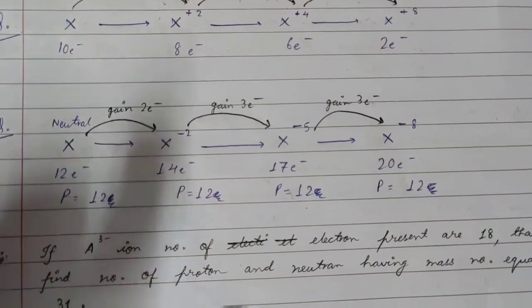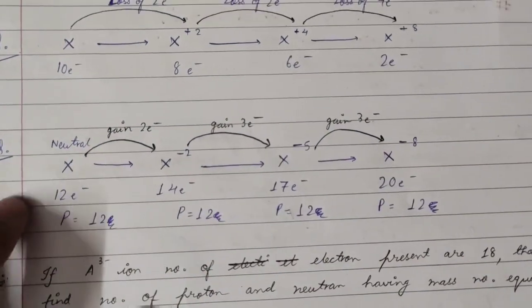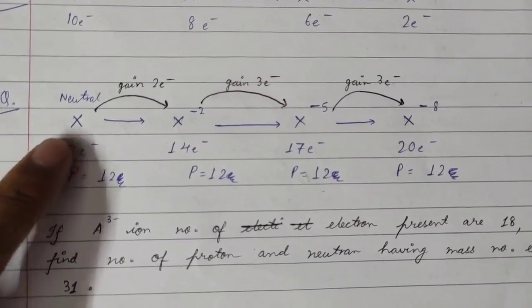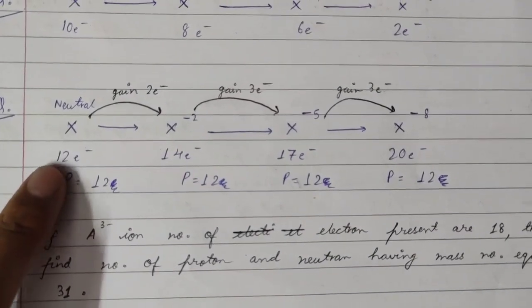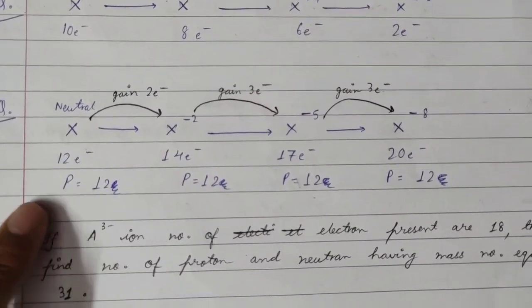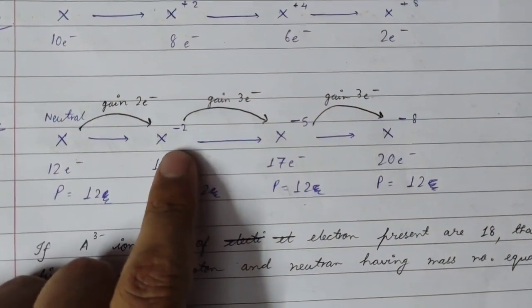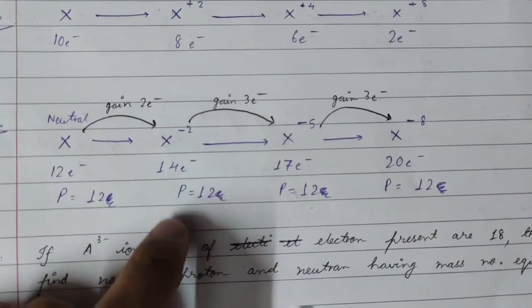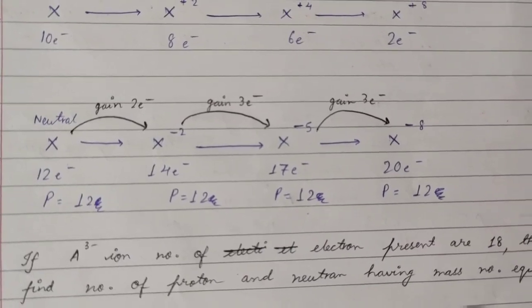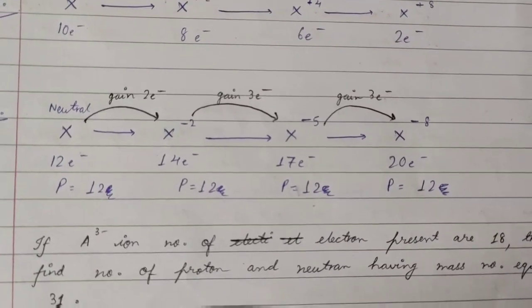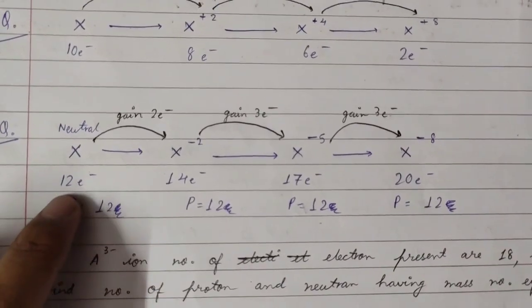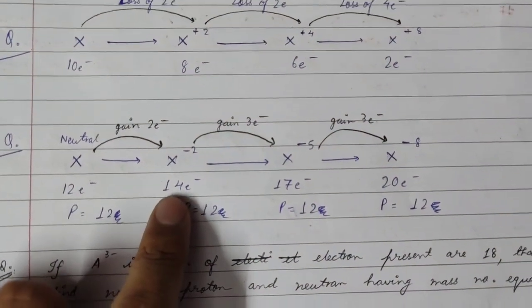Now let us take another example similar to it. Now this is an element X which is neutral and is having 12 electrons and 12 protons. Now it becomes X minus 2. Minus sign denotes that it has gained some electrons and minus 2 denotes that it has gained 2 electrons. So now from 12 electrons it will become 14 electrons.